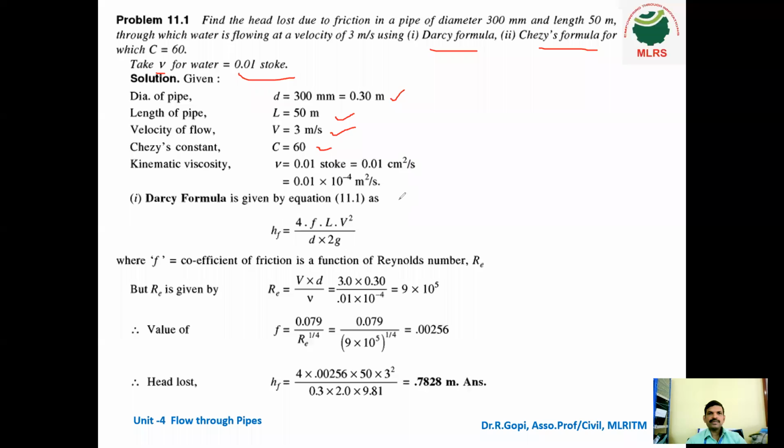hf is equal to 4fLV square divided by 2gD. So for calculating f, we need Reynolds number. How to calculate Reynolds number? Using V into D divided by nu. So what is velocity?